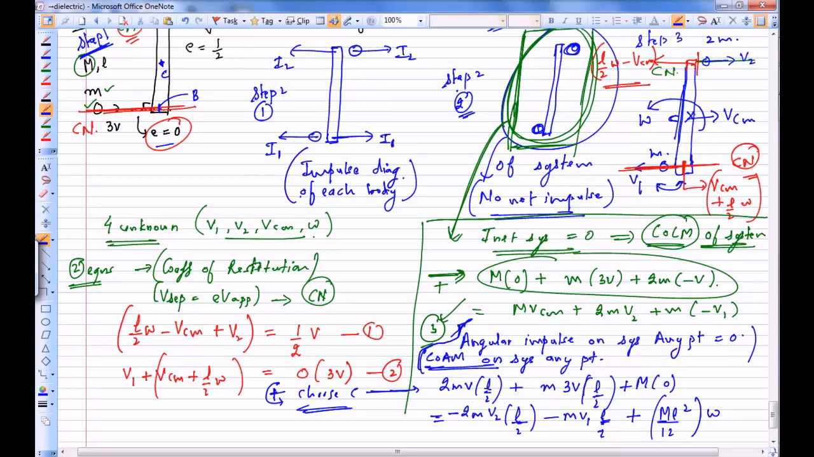Now what's your angular velocity about C? It's actually anti-clockwise, so we put a positive sign over here. Look at this positive sign. So take care of these signs, otherwise you are going to make some mistake. This is our equation 4. 4 unknowns, 4 equations. We are done.